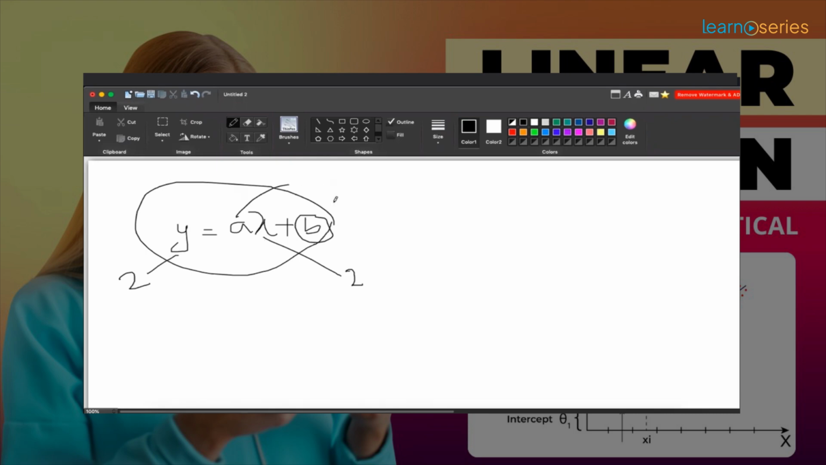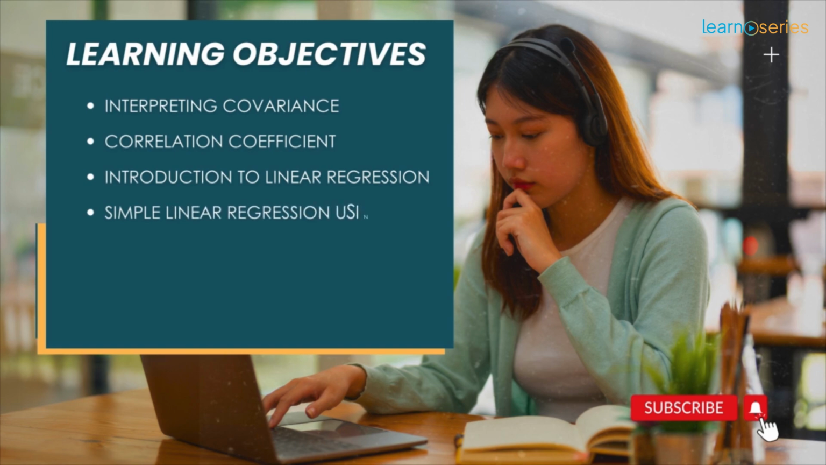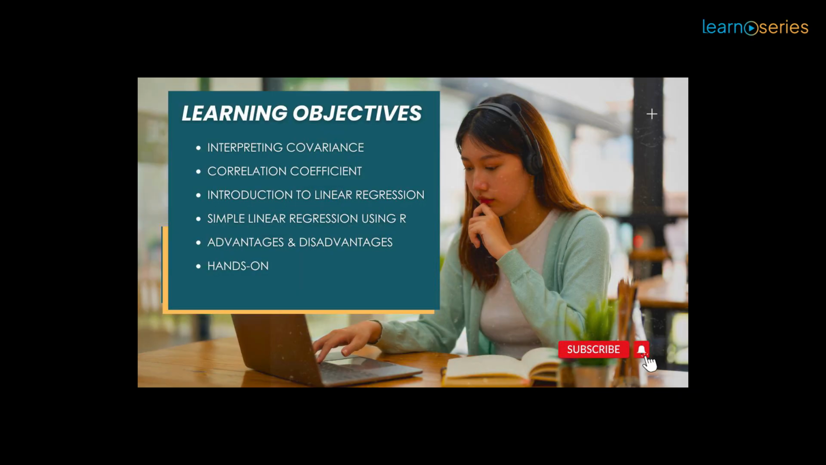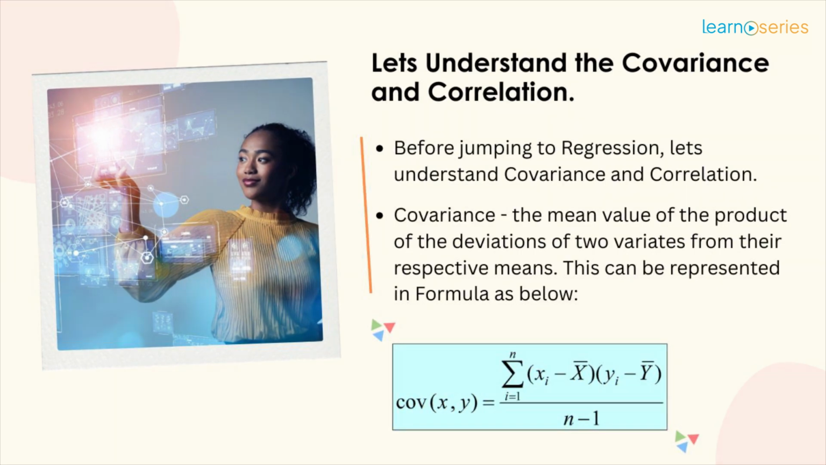It's called linear equation. Regression assumes almost the same mathematical function, that a linearity exists between the independent variable x and the dependent variable y. We'll see interpreting covariance and correlation coefficients, all of this. So before jumping into regression, let's understand covariance and correlation.